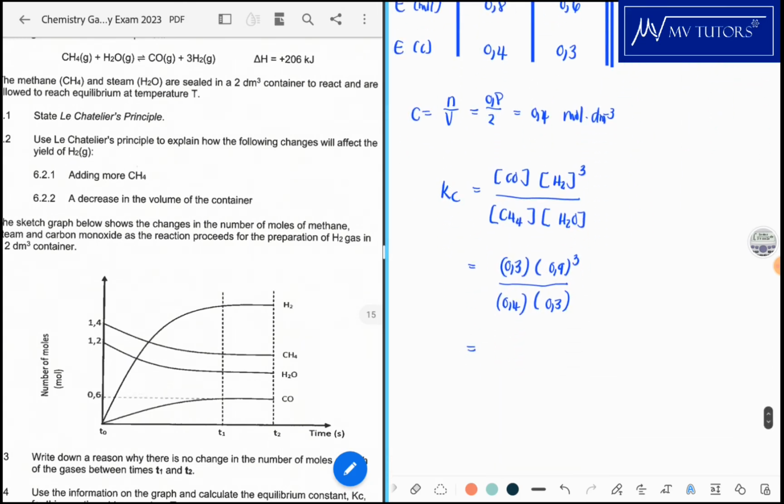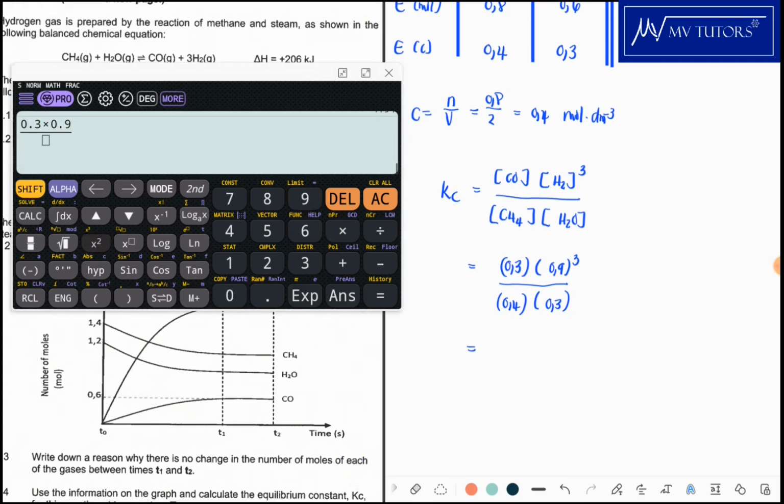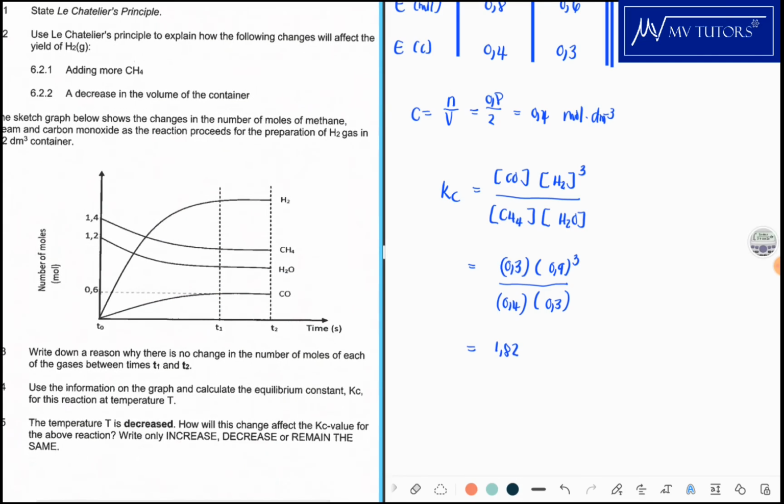If you plug all of that into the calculator, we get 0,3 multiplied by 0,9 to the power 3, divided by 0,4 multiplied by 0,3. And so we have 1,82. And that's just a constant. There's no unit.